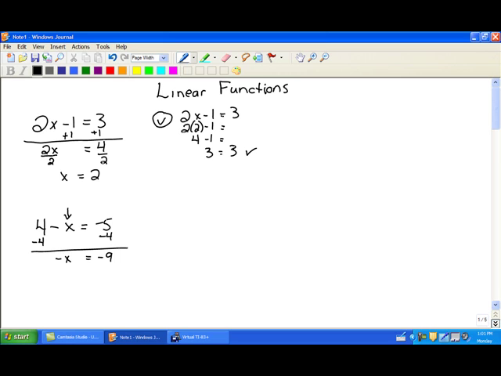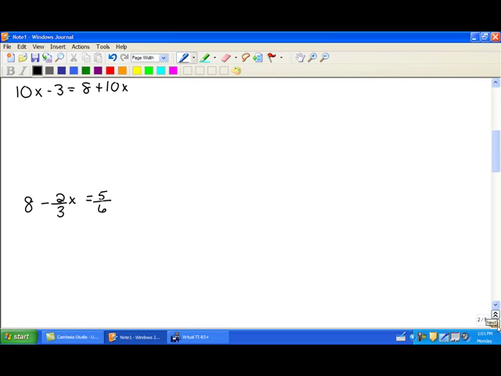We need a positive x, so at this point you can multiply or divide both sides by a negative 1, leaving us with negative 9 divided by negative 1, or a positive 9. Realizing that in our check, 4 minus a 9 equals negative 5. 4 minus 9 is negative 5, so left-hand side equals right-hand side.